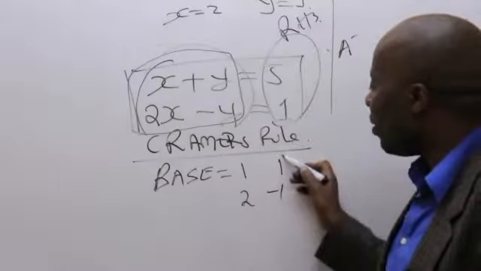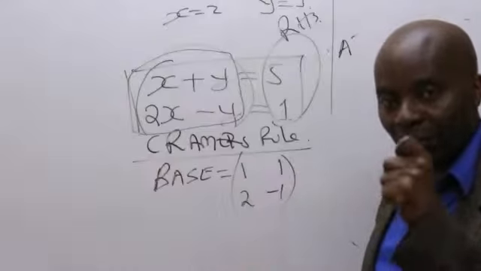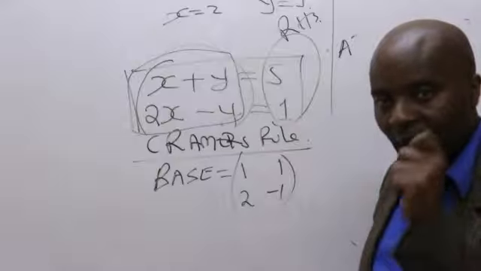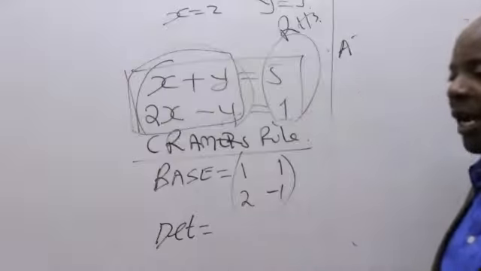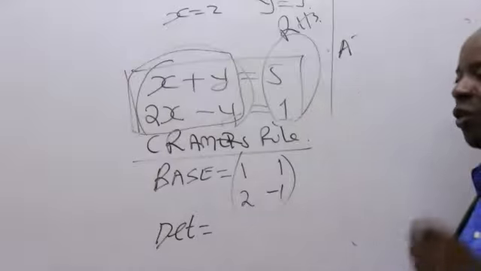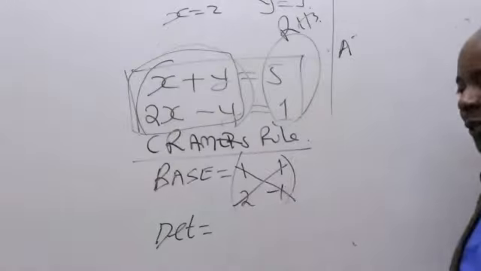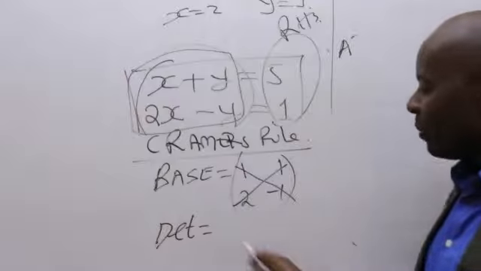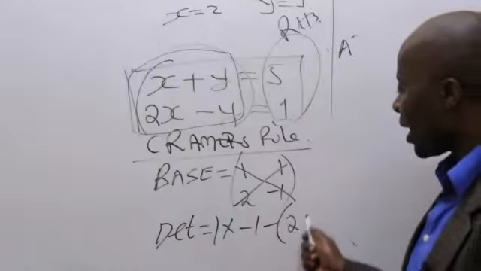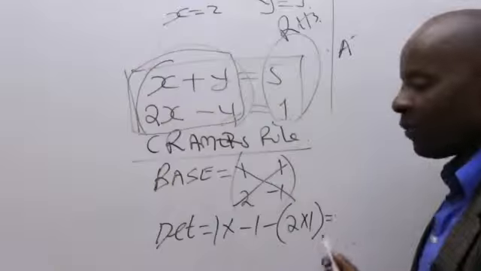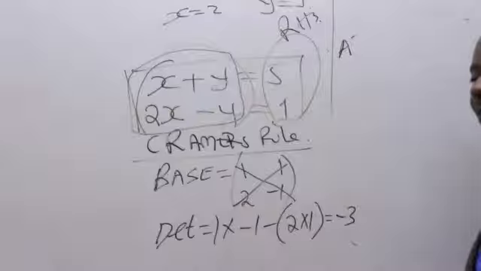Now, ladies and gentlemen, the moment I've been able to define my base like that, I will go straight away to the next step, which is the one of ascertaining the determinant. So go ahead and give me the determinant. Remember, determinant is product of primary minus product of secondary. So 1 times minus 1, minus product of secondary. Secondary, I can see it is 2 times 1, which if I remember very well, the teacher had given me a figure of minus 3.